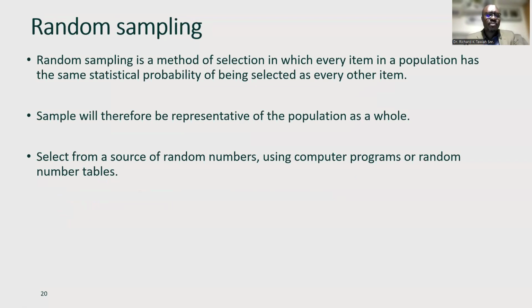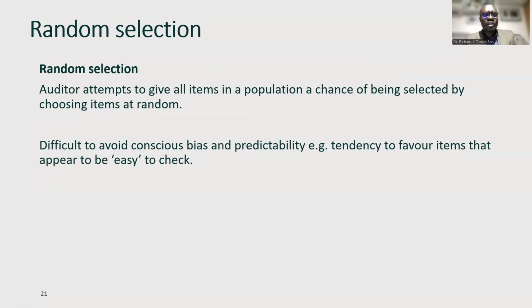Then we have random sampling, where every item has the potential of being selected. And so it will be representative of the whole population. So select from a source of random numbers, using a computer program usually, or a random number table from Excel. So the auditor will attempt to give all items in the population a chance of being selected. Here it's difficult to avoid conscious bias and predictability, because a tendency to favor items that appear to be easy to check could happen.